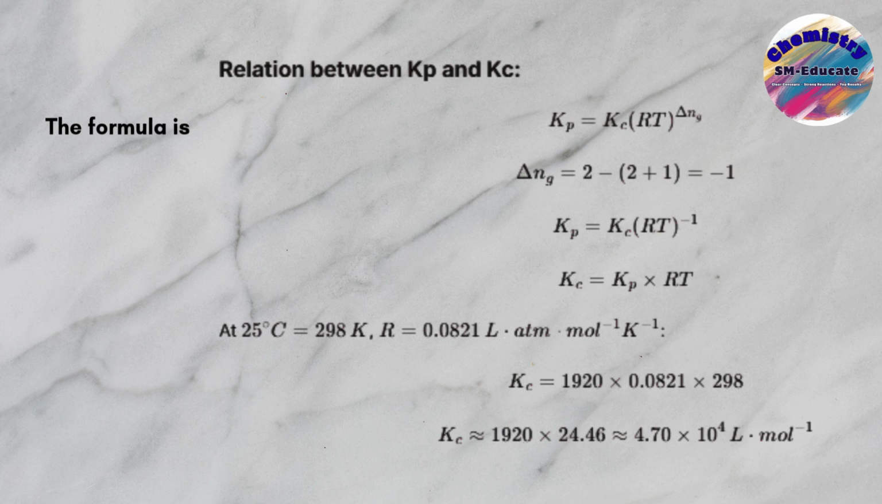Relation between Kp and Kc. The formula is Kp equals Kc (RT) to the power of delta ng, here.